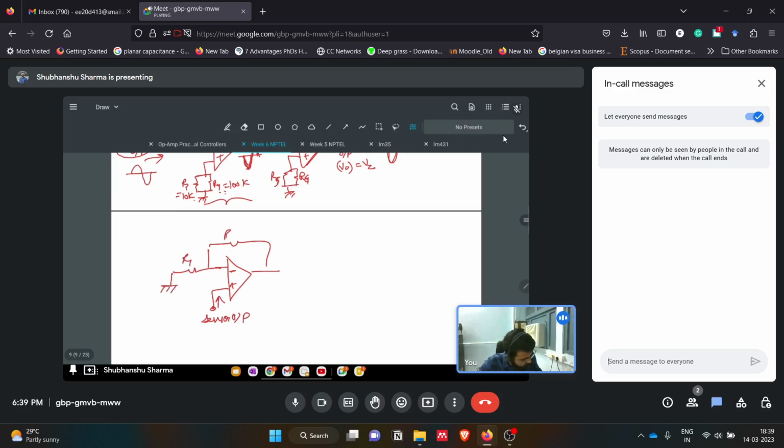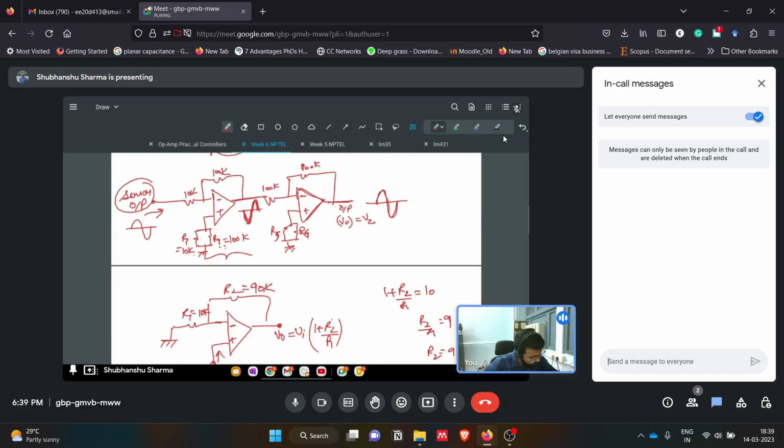This is R1, this is R2. We will get a gain of 1 plus R2 by R1, which should be 10. V output equals Vi into, this should be equal to 10. So here 1 plus R2 by R1 equals 10. So R2 by R1 will be 9. So R2 should be 9 times R1. If R1 is 10K, then R2 will be 90K. So using one amplifier also we can realize this.